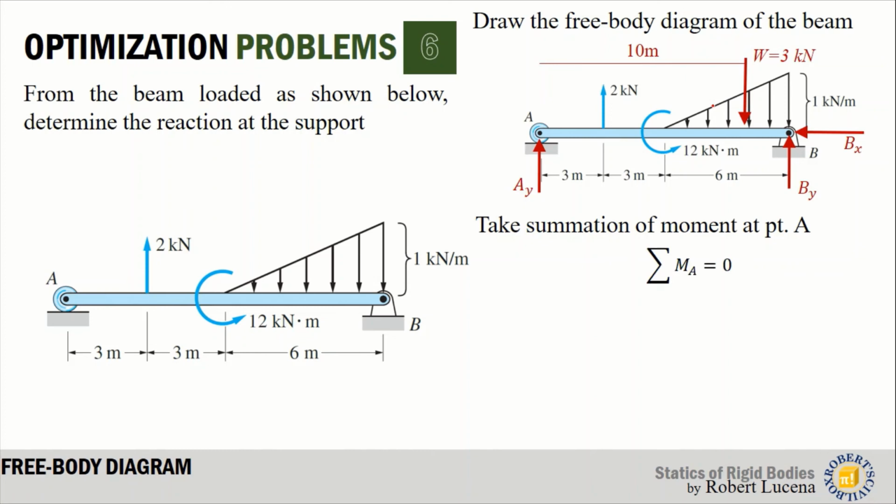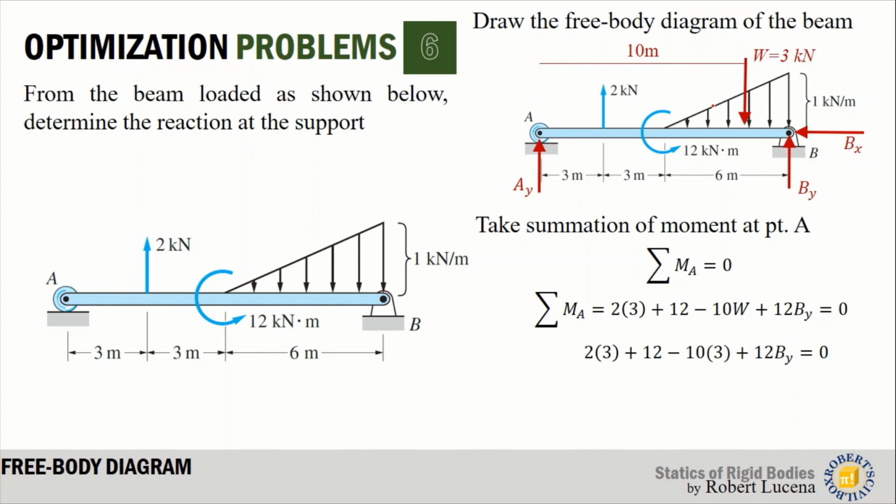So taking all the moments at point A, all the forces that cause moment at A are, let's start with the 2 kilonewton force, its lever arm is 3 meters. The 12 kilonewton meter couple, if you add this in the equation, its direction is counterclockwise. That is why it is positive. And W, since it causes clockwise moment at point A, that would be negative 10 W. And for By, since we assume that By is acting upward, it causes counterclockwise moment at point A, and that would be positive 12 By. Now, solving this equation by replacing the known value of W will give us By equals 1 kilonewton.